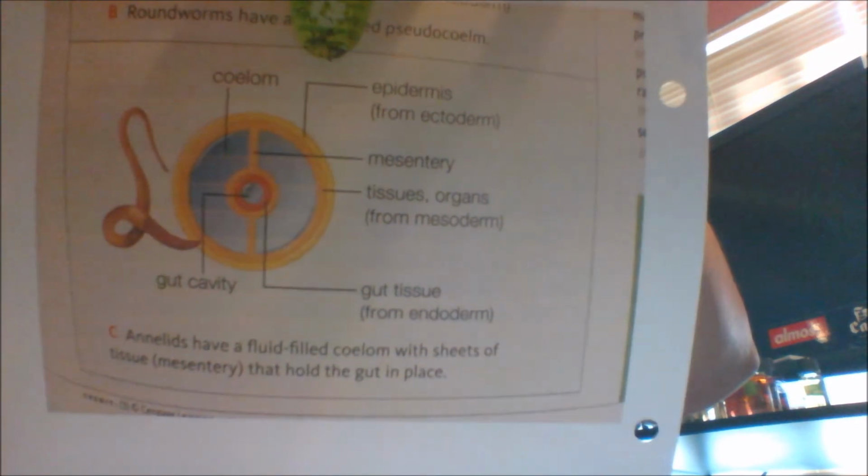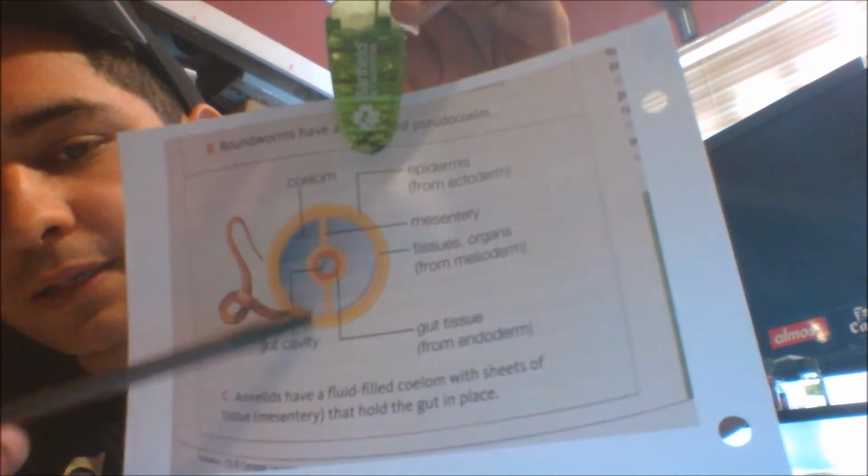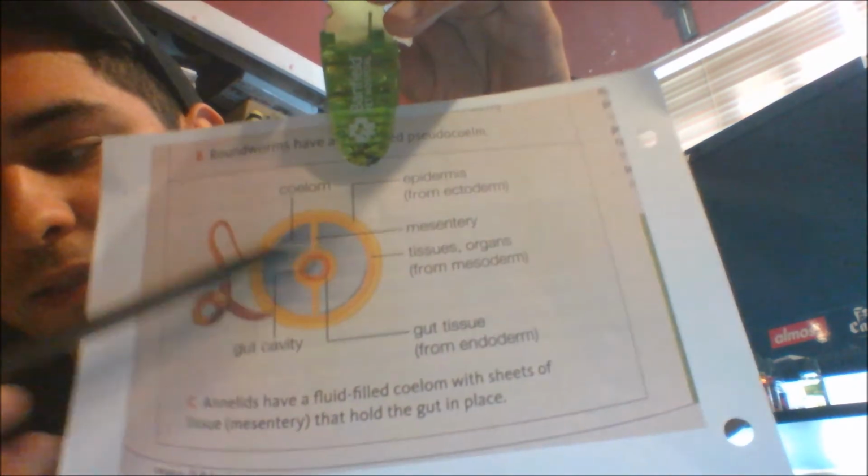Okay, I'm going to talk about the phylum Annelida. The phylum Annelida is basically segmented worms such as earthworms, leeches, and some marine worms as well. First of all, what kind of body symmetry do they have? As you can see here, they have a bilaterally symmetrical body. See how right through the middle, both sides are the same.